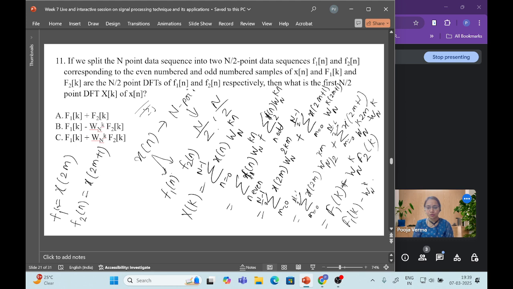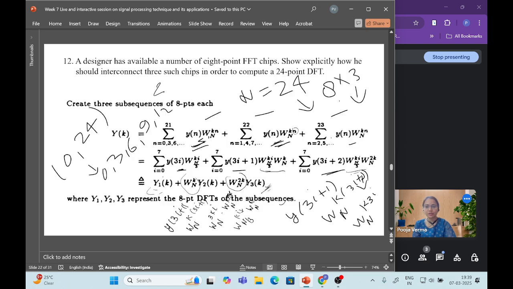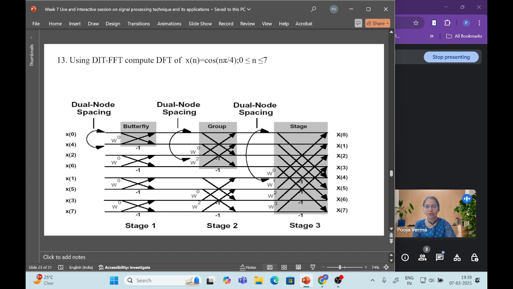So this is the solution for this one. I hope you have understood. So option C is the correct answer for this question, and this is the proof of it. I hope you have understood. So moving to the next question.